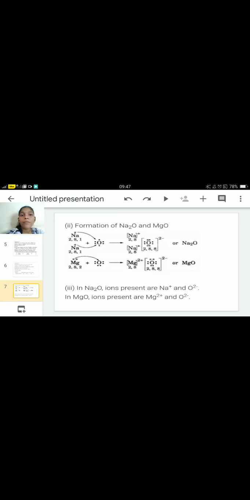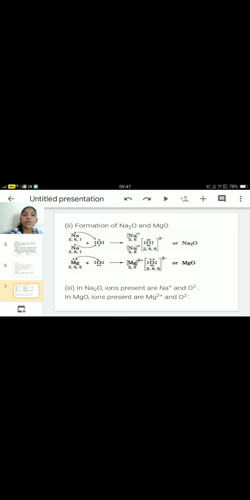So one electron will get transferred over one pair of electrons towards oxygen, and from another sodium metal, one electron will get transferred to the other unpaired electron in the oxygen. So here you will get the formation of Na2O. Likewise, they have shown you.